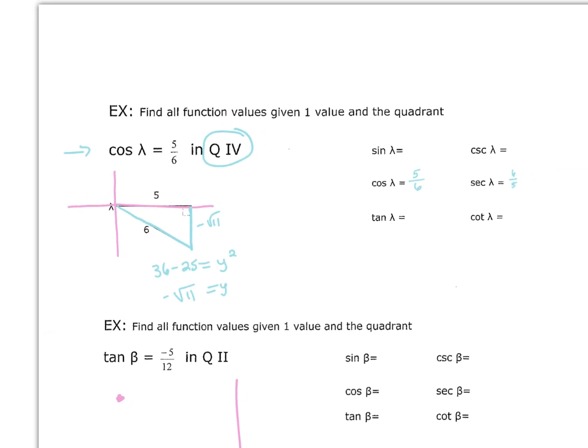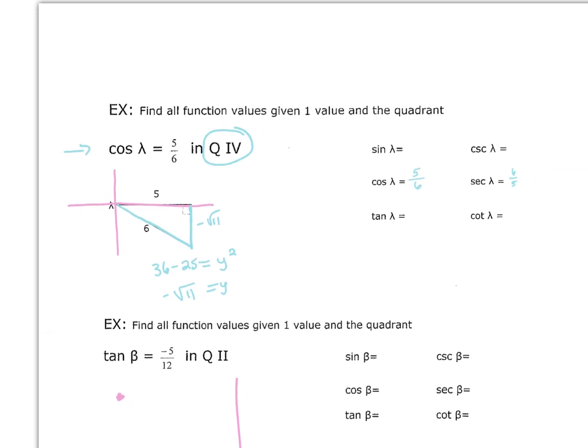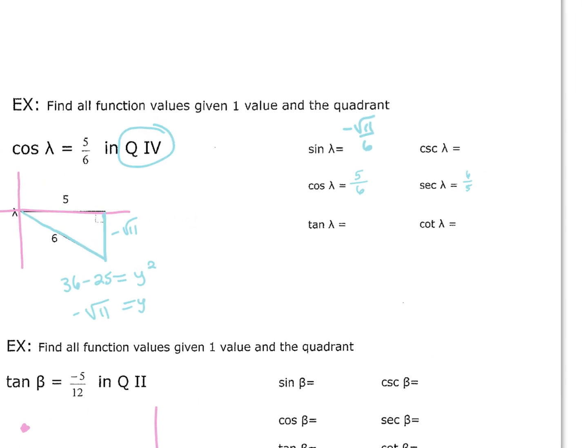Okay, so now we can do our sine and our tangent. So what would our sine value be? There you go, negative square root of 11/6. We got to flip it for our cosecant, and that means we're going to have to rationalize also. So we're going to have negative 6 root 11/11.